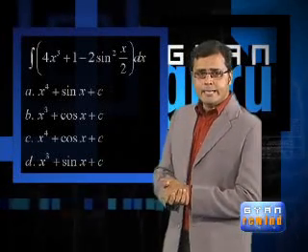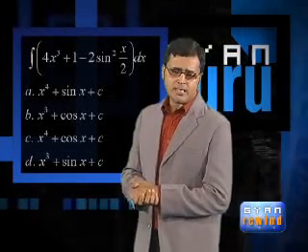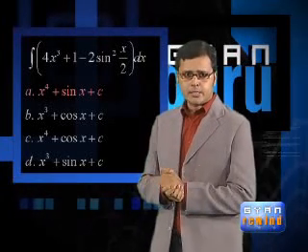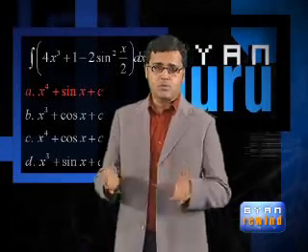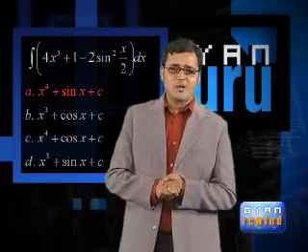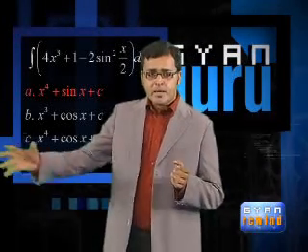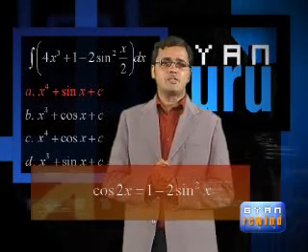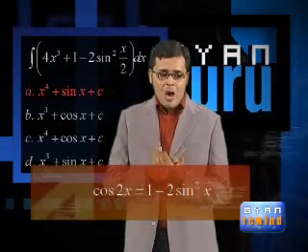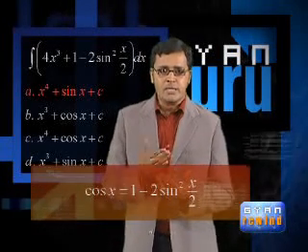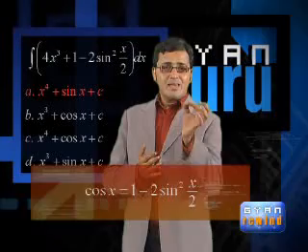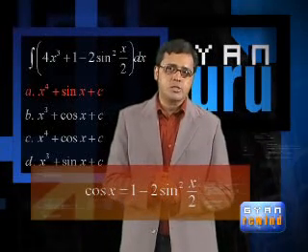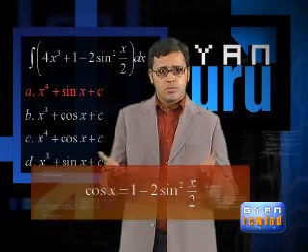Question number 1. Integral of 4x cubed plus 1 minus 2 sine square x by 2 dx. The correct answer to this? Option A. How do I know? Well, here's the trick. Watch closely. Remember this old trigonometric property. Cos 2x is equal to 1 minus 2 sine square x. Now, if you replace x with x by 2, you can rewrite this identity as cos x is equal to 1 minus 2 sine square x by 2, right?